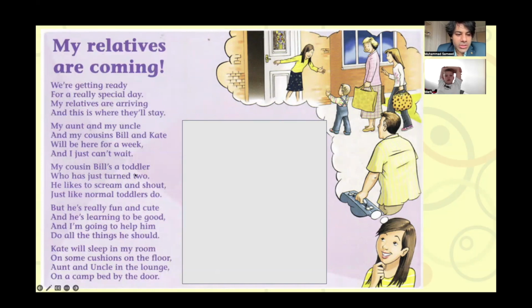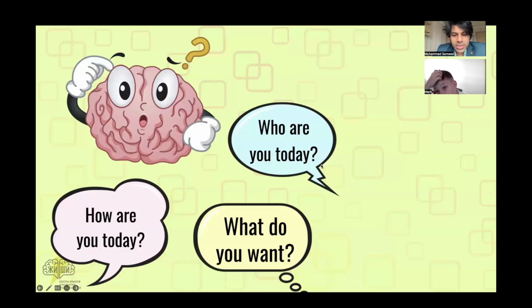My cousin Bill is a toddler. Toddler. He has just turned two. He likes to scream and shout just like normal toddlers, though. But he is really fun and cute, and he is learning to be good, and I am going to help him do all the things he should. Kate will sleep in my room, with some cushions on the floor, aunt and uncle in the lounge, and a comfy bed by the door.